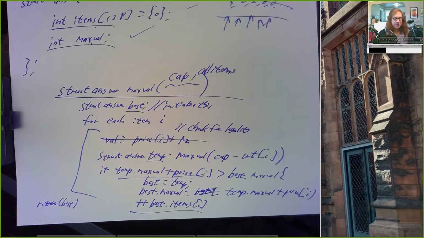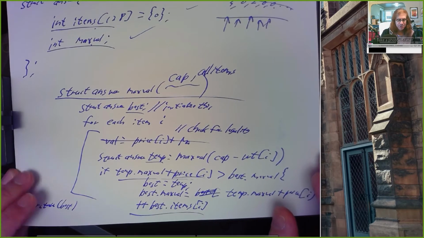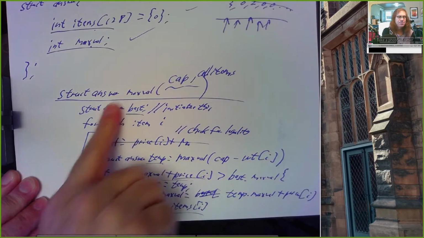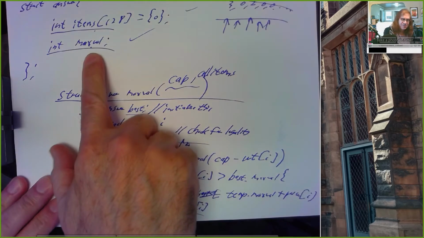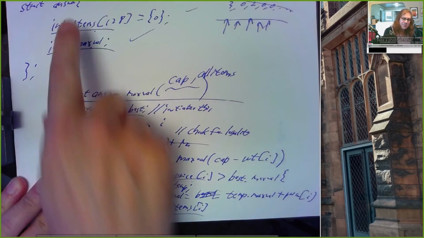And yeah, functions can return structures just like ints. It kind of works, but make sure it's just a structure, not a pointer to a structure. And your base case is if the capacity is less than or equal to 0. And in that case, you want to return an answer with a max val of 0 and an item count of 0.